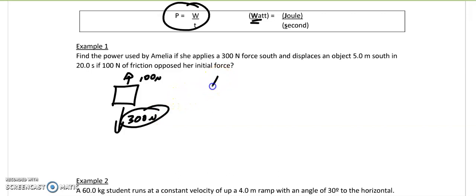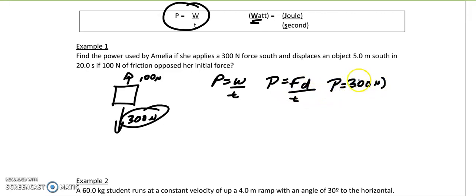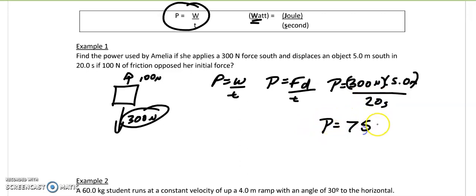And so power being equal to work over time, that work is just force times distance divided by time. So we're using the 300 newtons of force multiplied by 5 meters. Now they're both going in the south direction, so that's all good. Divide that by 20 seconds. The amount of power output is 75 watts.